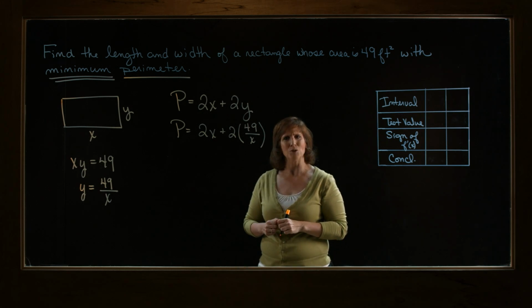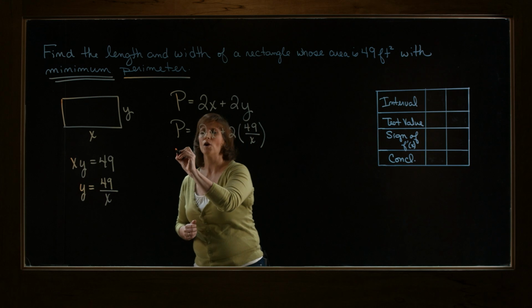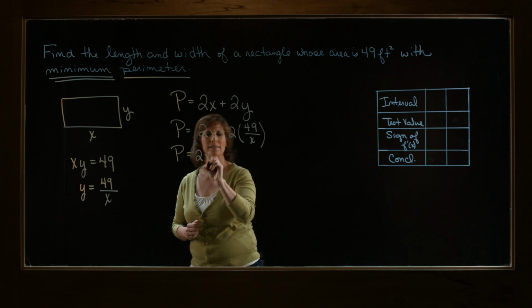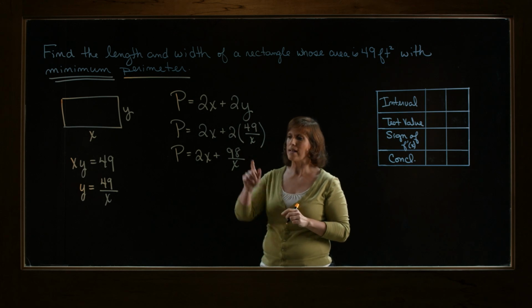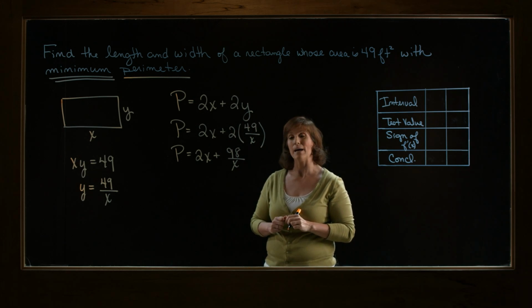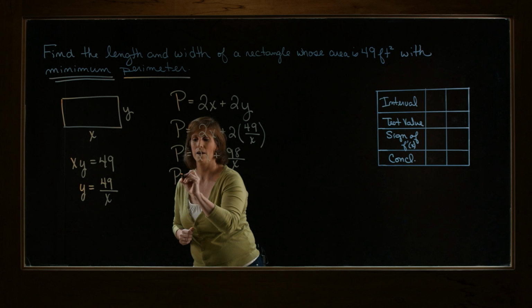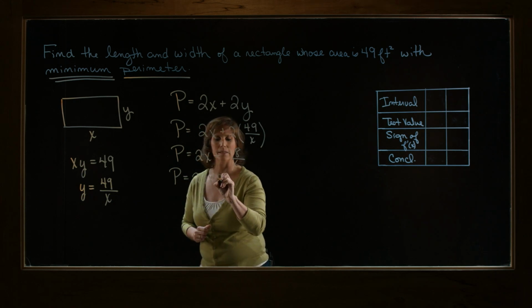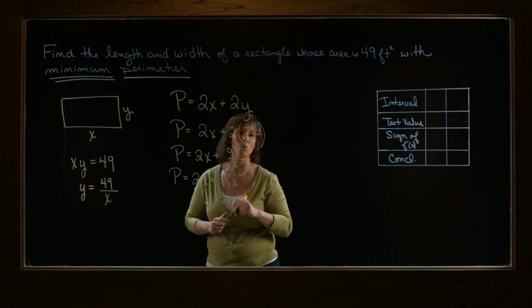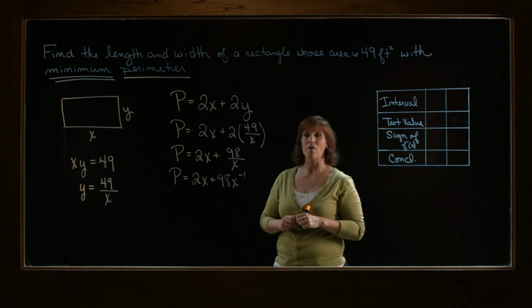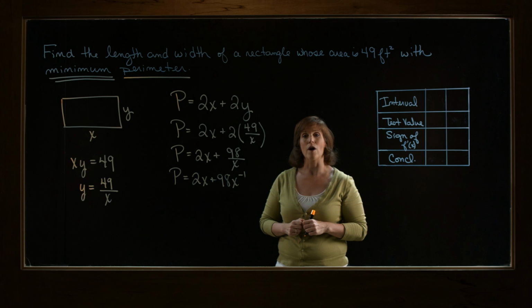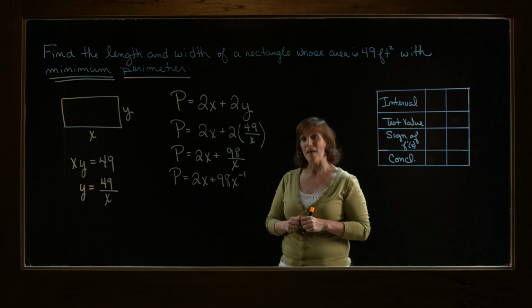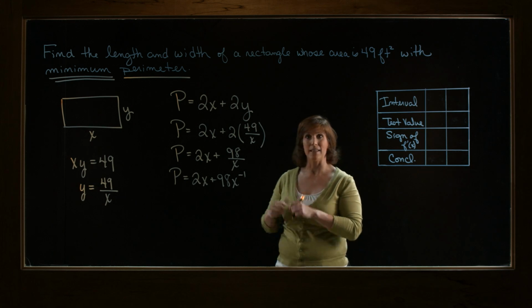I think I'm going to do a little bit of algebra on this to clean it up. So the perimeter is 2x plus 98 over x. And you can even write 98 over x as 98 times x to the minus 1 power. So I have 2x plus 98 x to the minus 1 power. Now remember, I'm trying to minimize the perimeter, which means I'm looking for a relative minimum. So that means I need to find critical numbers. That means I need to take the derivative.